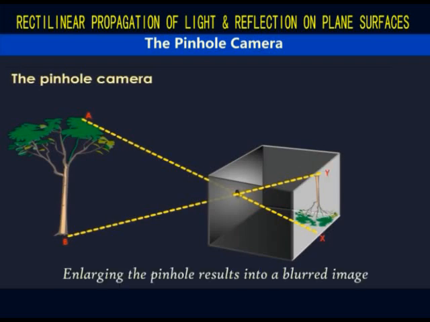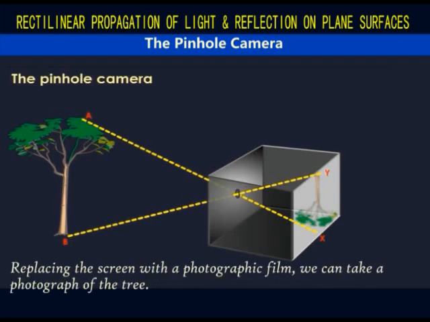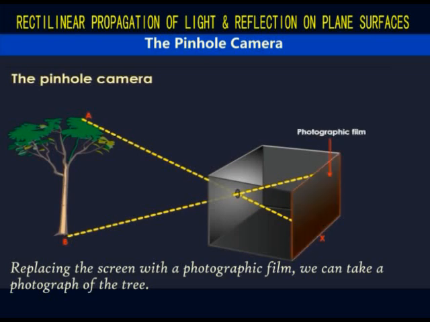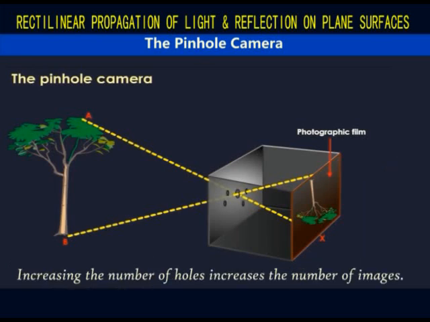If the hole is larger, the image obtained will be blurred. If the screen is replaced by a photographic film, a photograph of the tree can be taken. Increasing the number of holes increases the number of images.